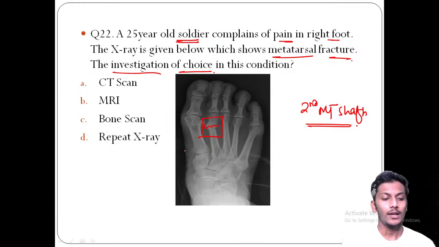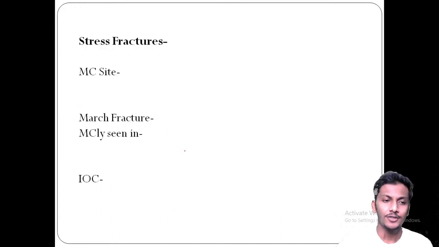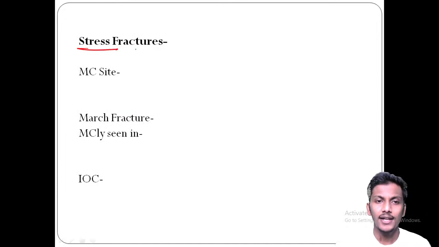So now we'll be discussing these types of fractures. What are these types of fractures called? These types of fractures are called stress fractures. So what are actually stress fractures?